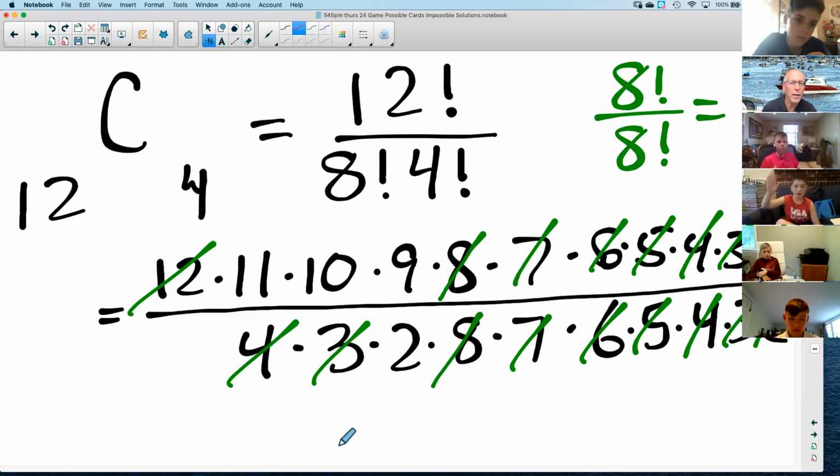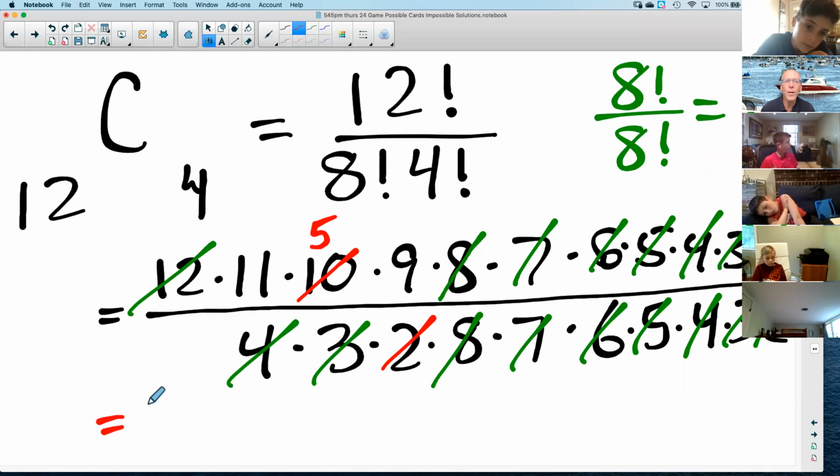Flag in, don't say it out loud. The last thing that can cancel here. 10 and 2. And 10 and 2 become what, sir? 5. Yep. And 1 and 5. And guess what we're left with? Everybody say it. 11.